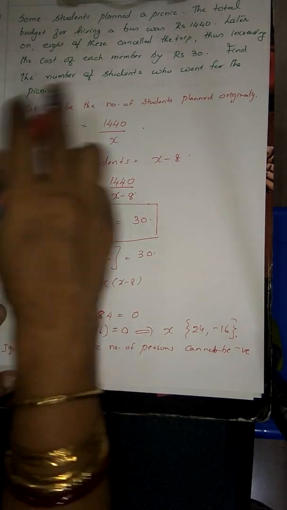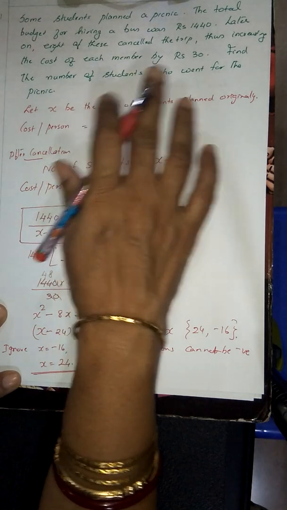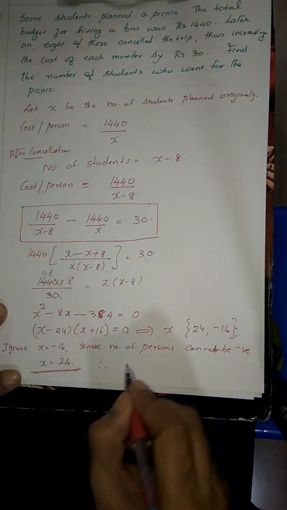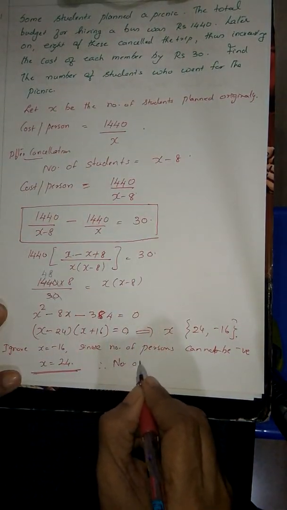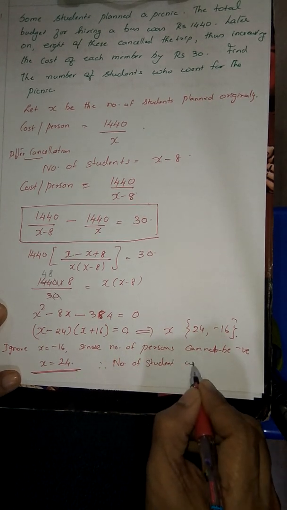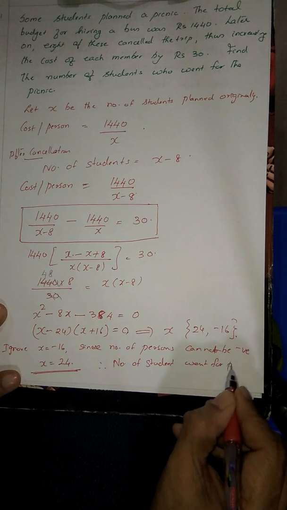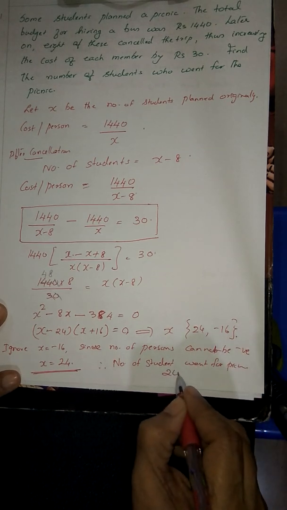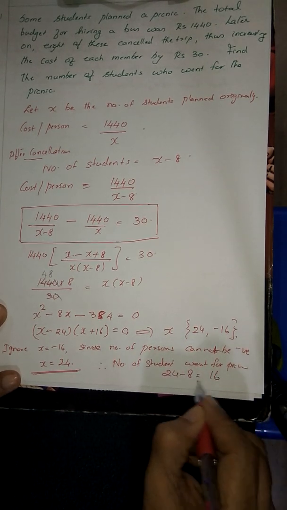So therefore you have to find the number of students who went for the picnic. Therefore the number of students who went for the picnic will be 24 minus 8 is equal to 16.